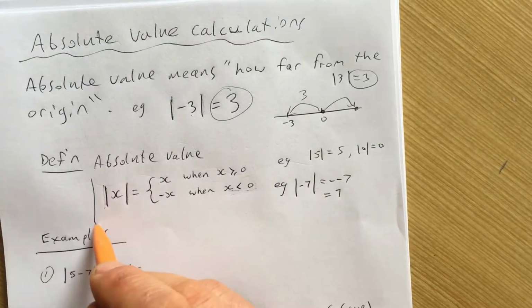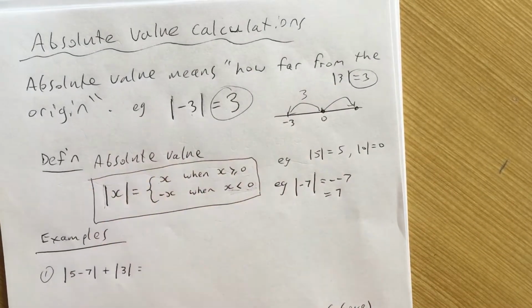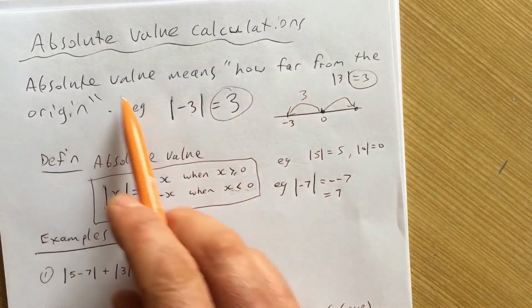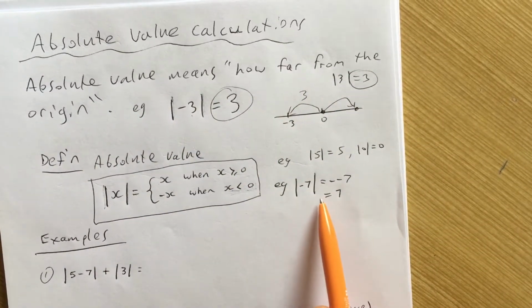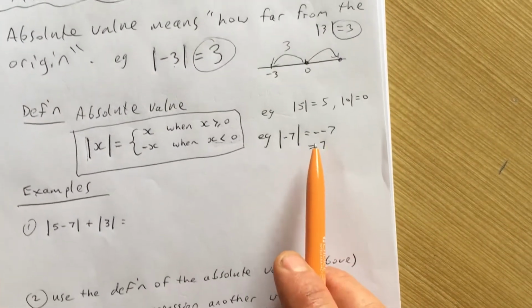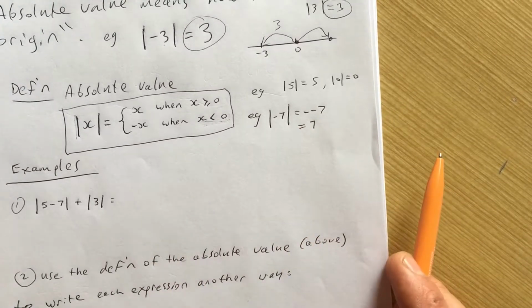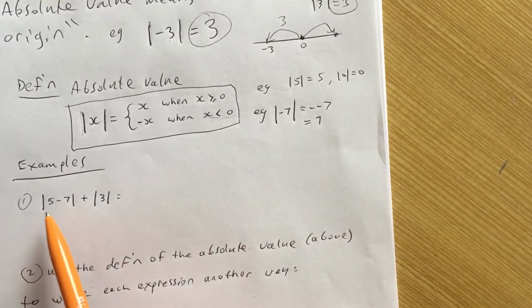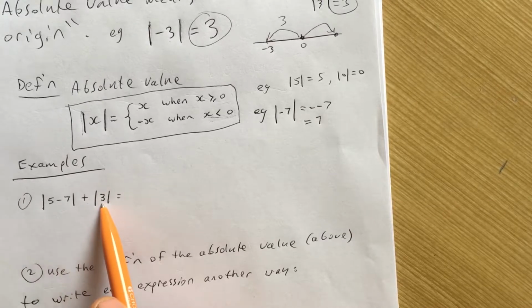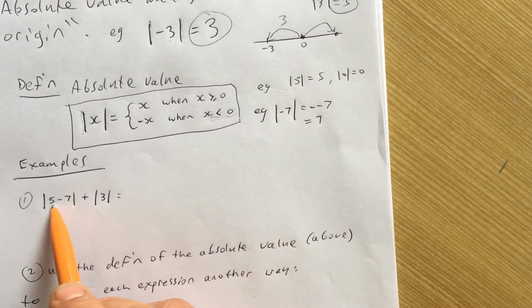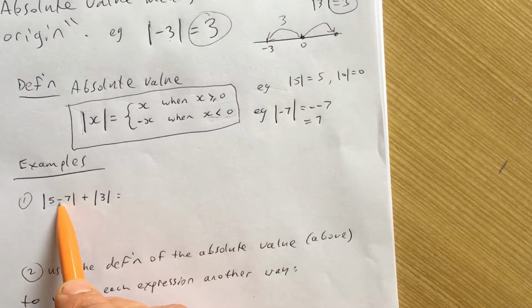So this is sort of a formal definition, if you like, of what the absolute value means, but it ends up meaning the same thing as what's up here: the absolute value is how far it is from the origin. Now, just in terms of calculations, which is what the first exercise is on, the absolute value of 5 minus 7 plus the absolute value of 3. Just work this out first. Don't make that positive, because it won't be right.